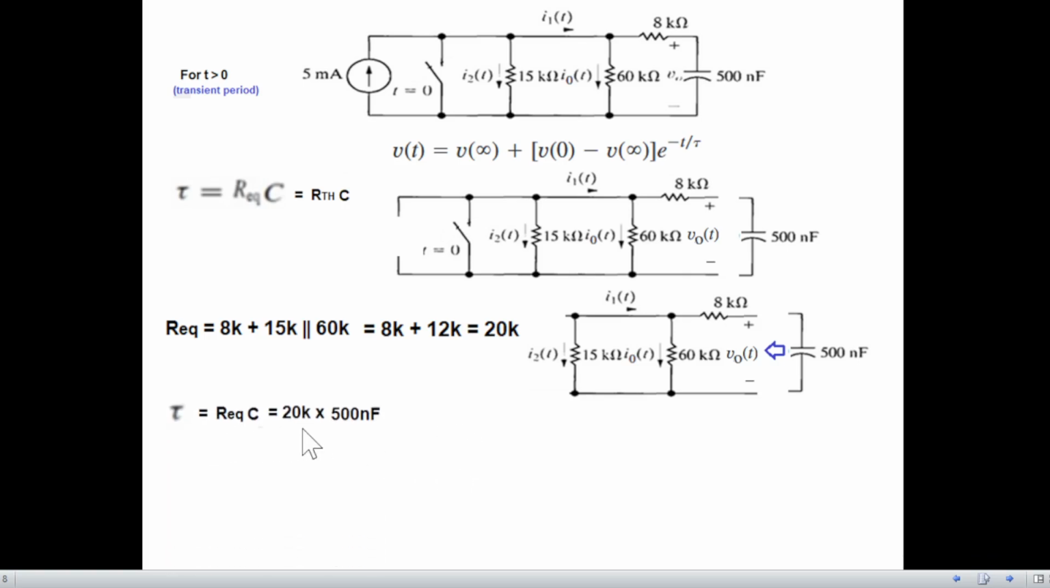R equivalent C is 20K multiplied by 500 nanofarad. So writing the values, 20K is 20 times 10 raised to the power 3, 500 times 10 raised to the power minus 9. So it will be 10 times 10 raised to the power minus 3, or 10 millisecond.